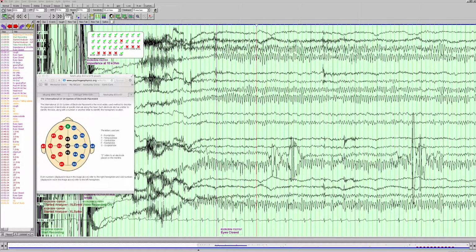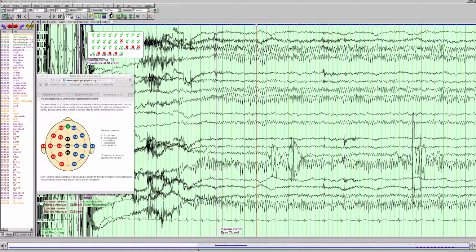The next thing we want to look at here is the notch. This is a filter that is filtering out activity at 60 hertz. And we do that because electrical devices that are plugged in generate artifact at 60 hertz. So that just erases that for us and makes the recording look cleaner.